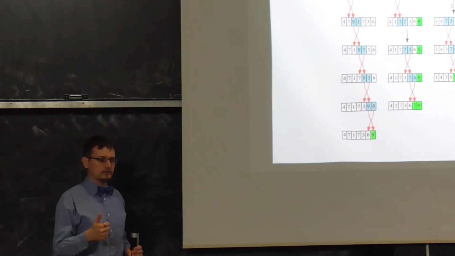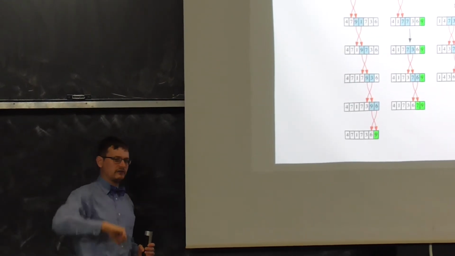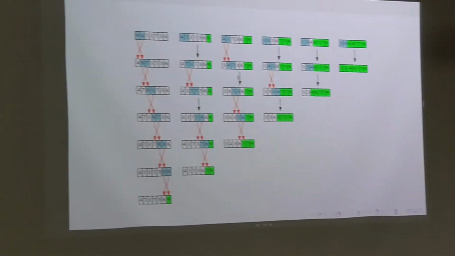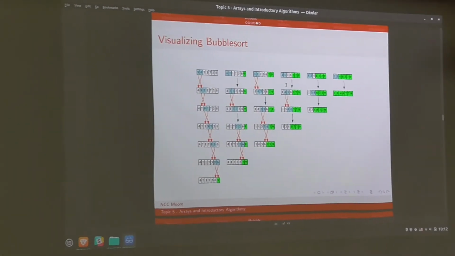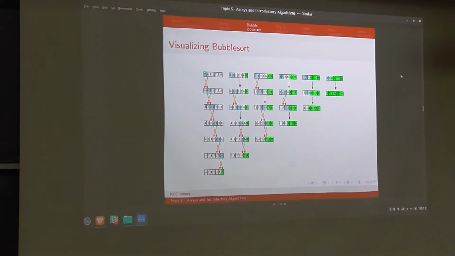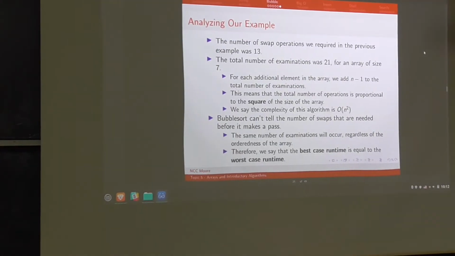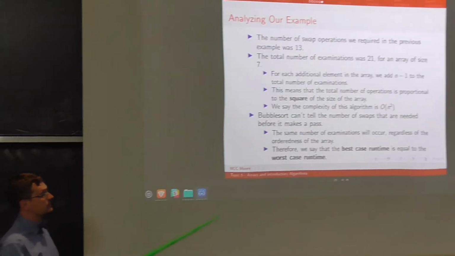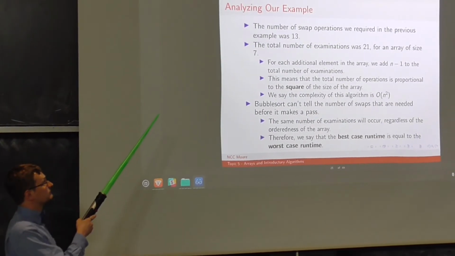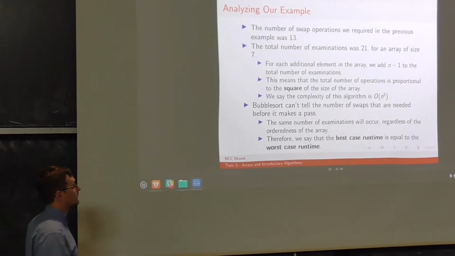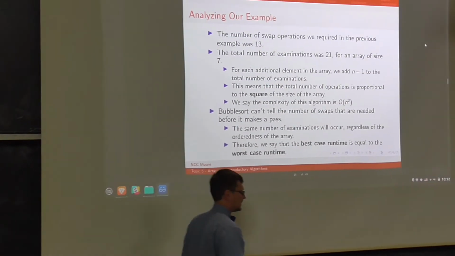This is a good algorithm to never ever use because it's terrible. It is good to understand though, because it does rather well illustrate what our object is here with sorting. The number of swap operations we required in the previous example was 13. The total number of examinations is 21 for an array of size 7.